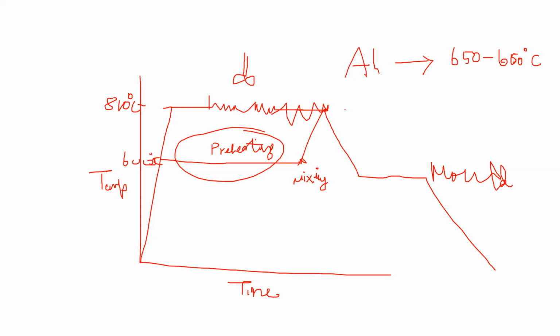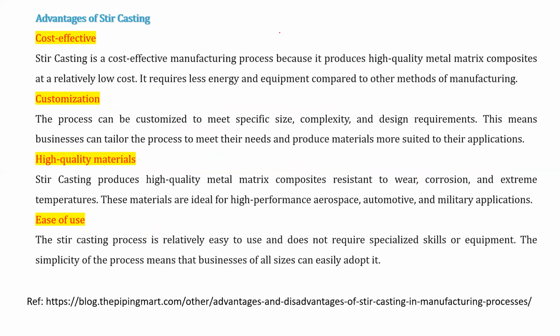So this is all about the time, temperature, and the processes involved in the stir casting process. Like other casting processes, the stir casting process also has some advantages and disadvantages. First, let us see the advantages of the stir casting process over other casting processes. The first one is cost effectiveness. As we have seen in the stir casting setup, all the equipment is not sophisticated, or is low cost equipment. So it is a cost effective process.